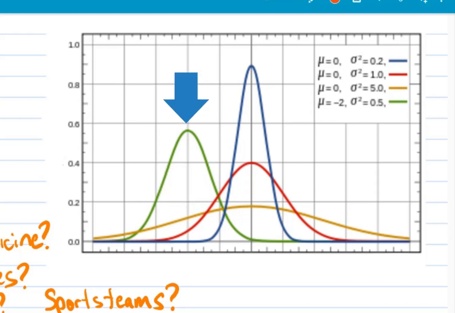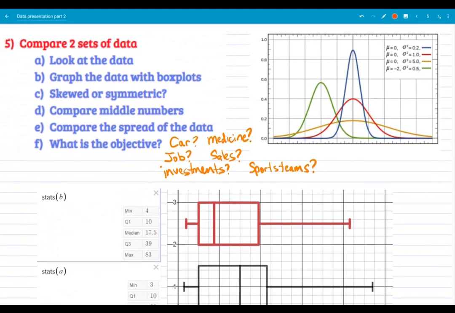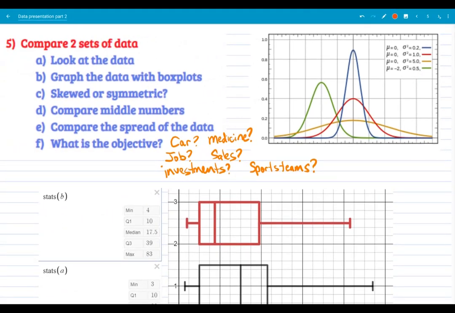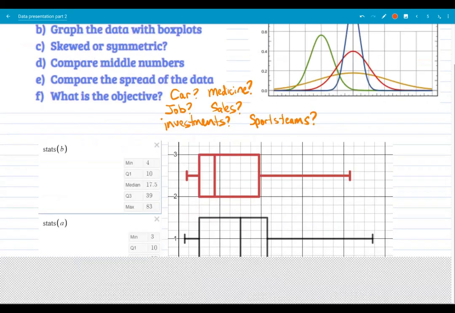Does that mean the green city people are all worse off? No. These people right here are better off than these people here, because in this green city, there's some people that make just as much as the average blue, red, or yellow person. They're out there. But there's very few. Okay, so look at the data. Graph the data with box plots.